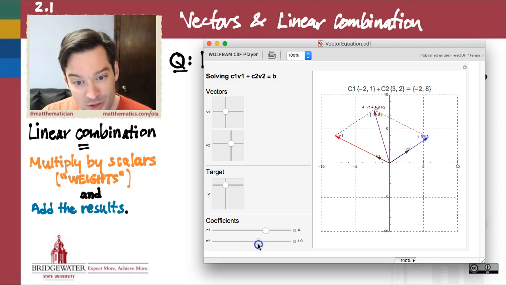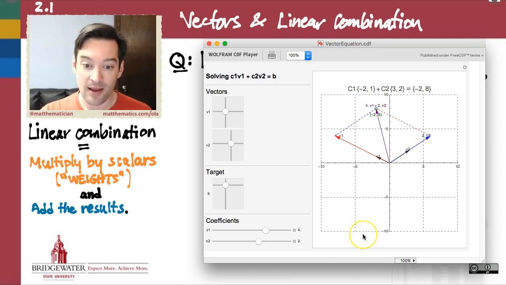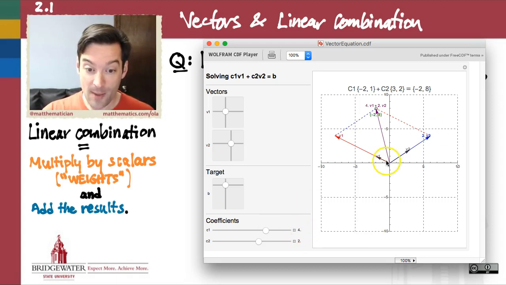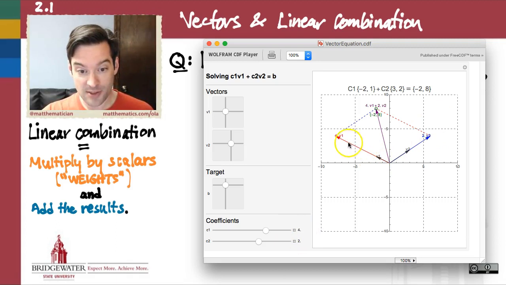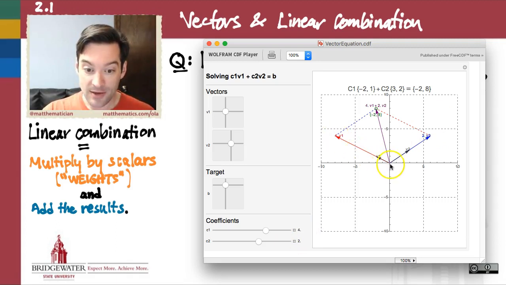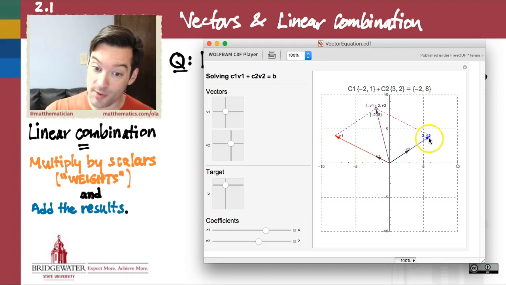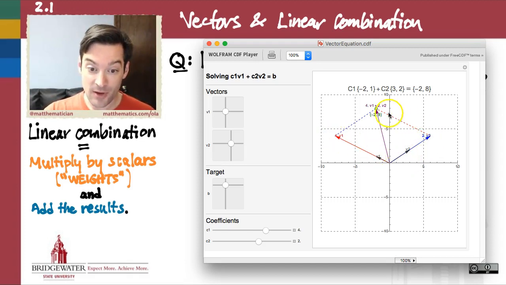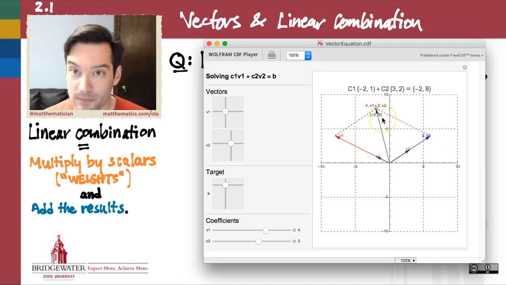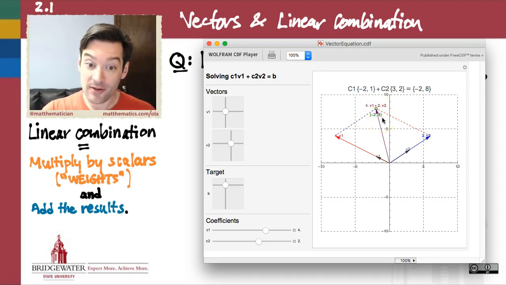So if I dial that in just right, I find out that yes, I can in fact make negative 2, 8 out of a linear combination of negative 2, 1 and 3, 2. All I have to do is add in 4 copies of v1, so v1 stretched out by a factor of 4, and 2 copies of v2, v2 stretched out by a factor of 2, and when I add those vectors together, 4v1 plus 2v2, I indeed get negative 2, 8. So from the graphical picture, it's evidently very possible to make negative 2, 8 out of a linear combination of negative 2, 1 and 3, 2.